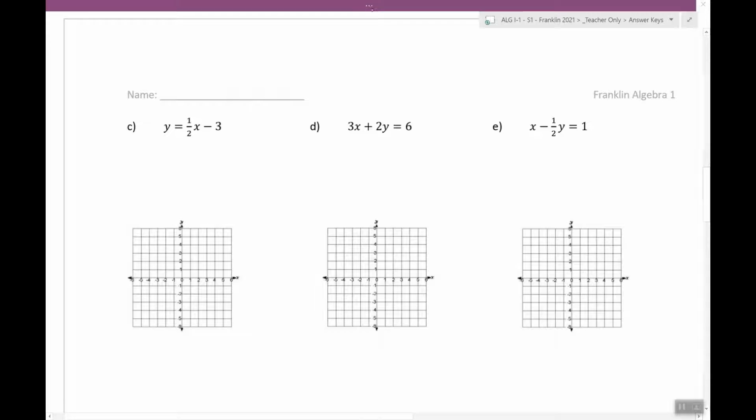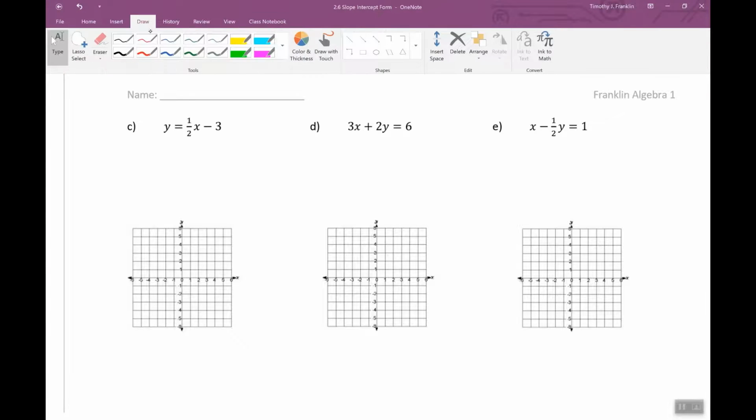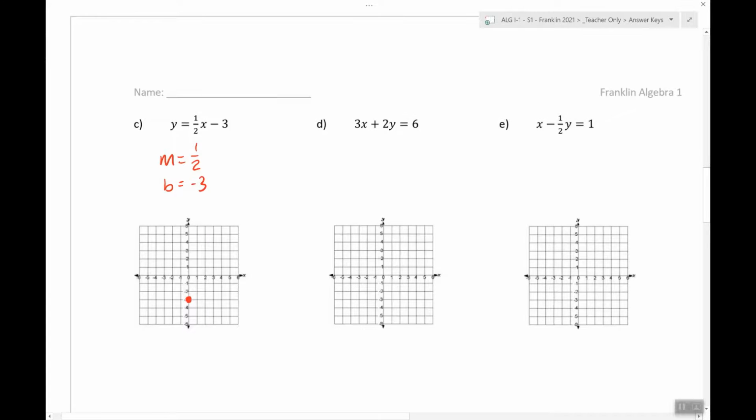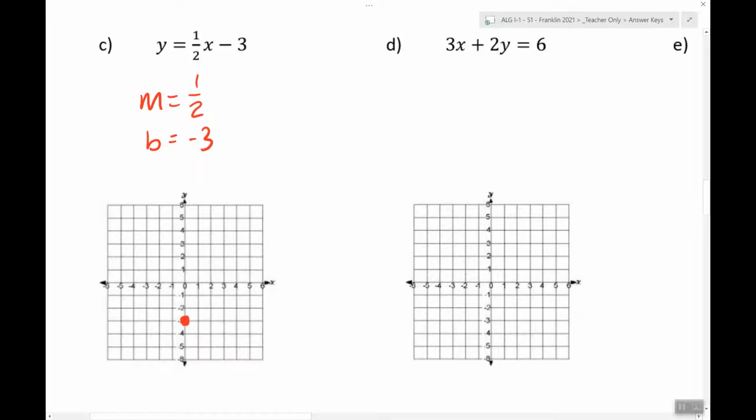Okay, for example C, this one is already in slope-intercept form, so we don't need to do any solving. We can just go straight to graphing. Slope here is 1/2, and the intercept is negative 3. So we'll start down here at negative 3 on the y-axis. Slope is positive 1 over 2. So from that point, we go up 1 over 2, up 1 over 2, up 1 over 2.